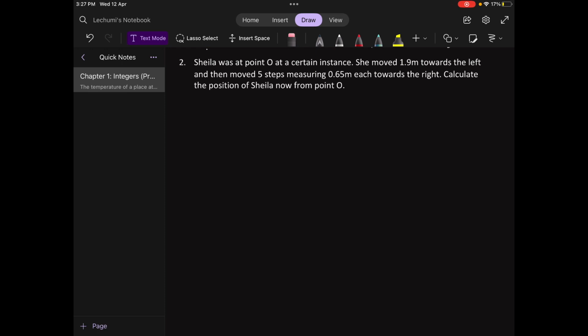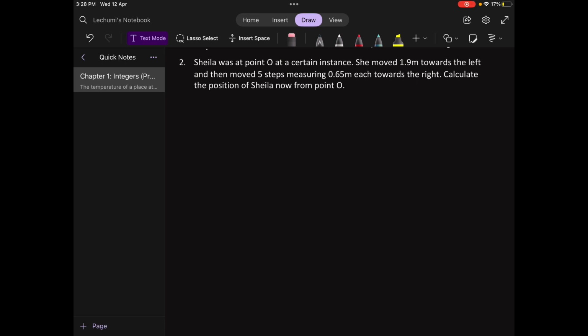Sheila was at point O at a certain instance. She moved 1.9 meters towards the left and moved 5 steps measuring 0.65 meter each towards the right. Calculate the position of Sheila now from point O.